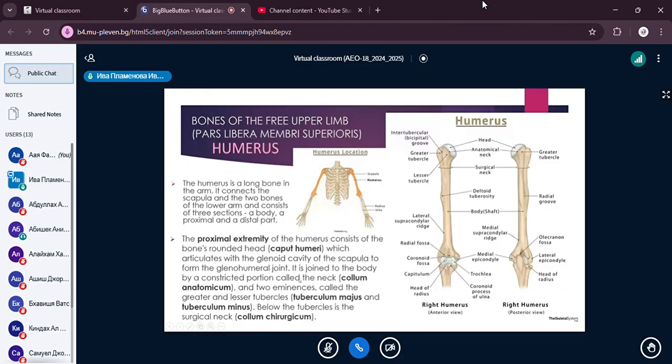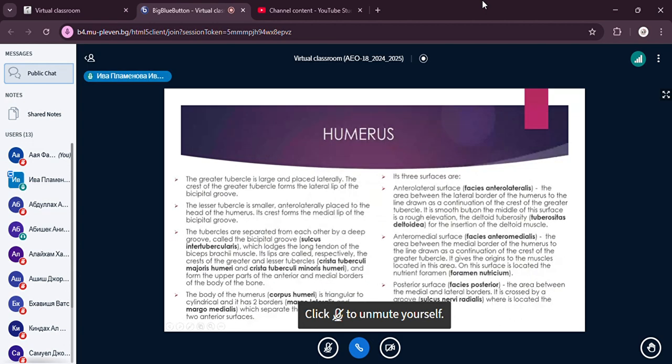Here, from the greater tubercle starts this one here, the crista tuberculi majoris humeri. Here, from lesser tubercle, starts crista tuberculi minoris humeri. And the body. The body, or in Latin corpus humeri, is triangular. It has two borders, margo lateralis, margo medialis.